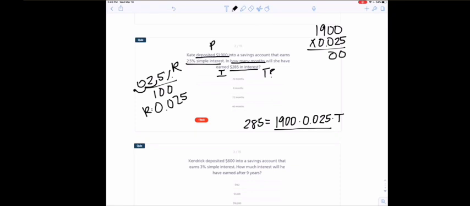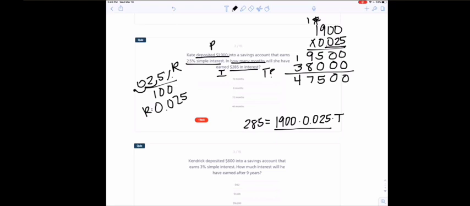5 times 0 is 0. 5 times 0 is 0. 5 times 9 is 45. So I'm going to put a 5 and carry a 4. 5 times 1 is 5 plus 4 is 9. Now I'm going to move on to the next one, put a placeholder 0. 2 times 0 is 0. 2 times 0 is 0. 2 times 9 is 18, so I'm going to carry a 1. 2 times 1 is 2, plus 1 is 3. So I'm going to add it up now. 0, 0, 5. 9 plus 8 is 17, carry the 1. 1 plus 3 is 4.